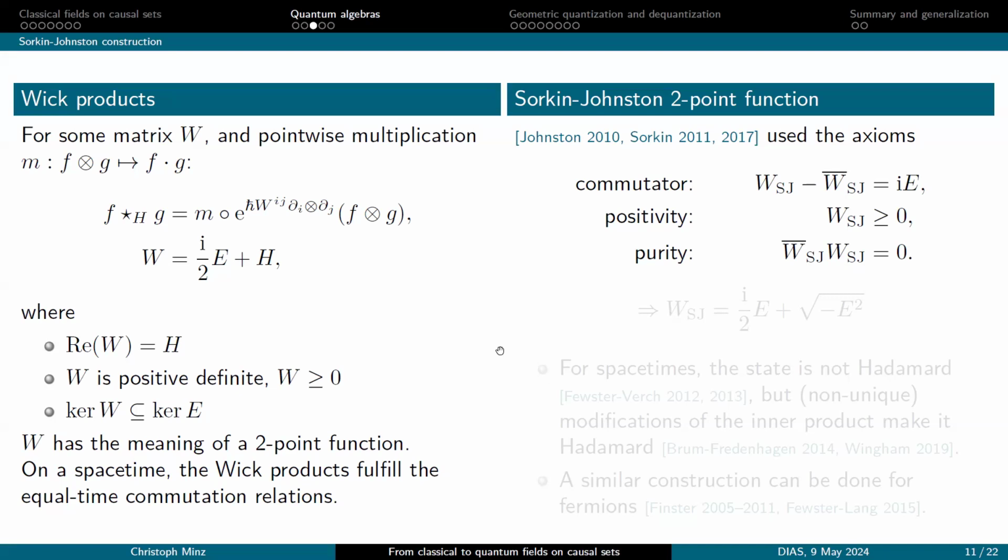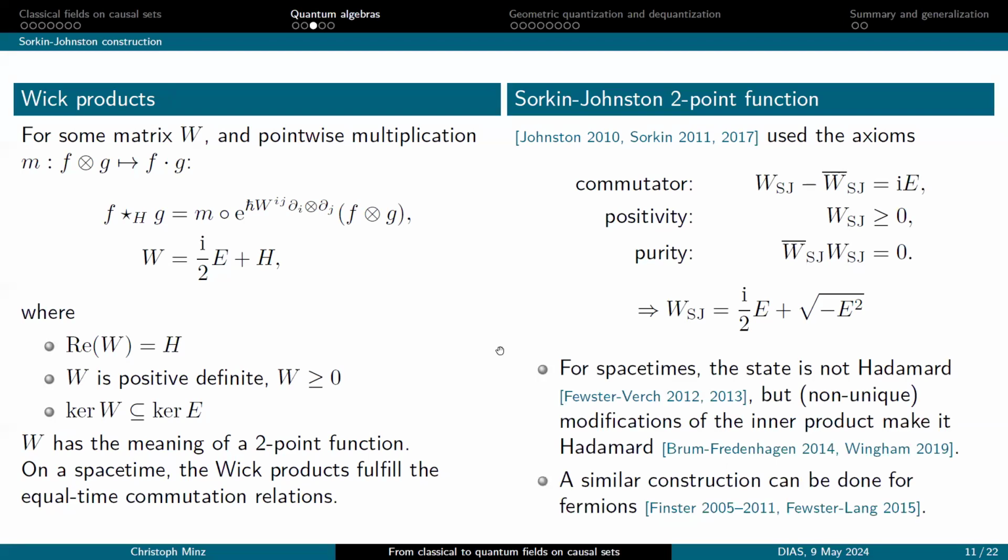So you would have this first condition, which I call the commutator condition, which essentially corresponds to our real part in these star products. Then the positivity is fully valid, corresponding to this semi-positive definite. And then the purity is a bit of a stronger constraint. In fact, you can find a unique solution to these conditions, which is known as the Sorkin-Johnston two-point function. And as you can see from this, this is actually stronger, as the kernel is the same for W and E.